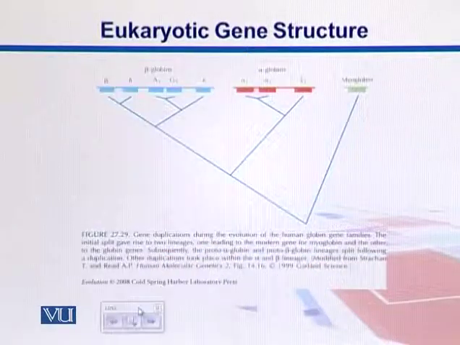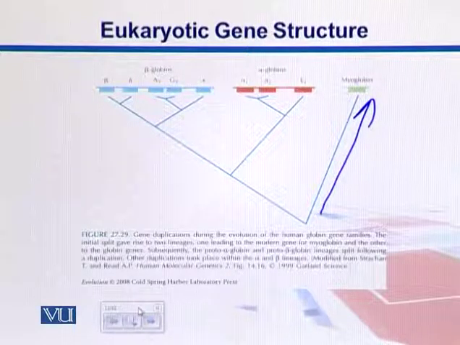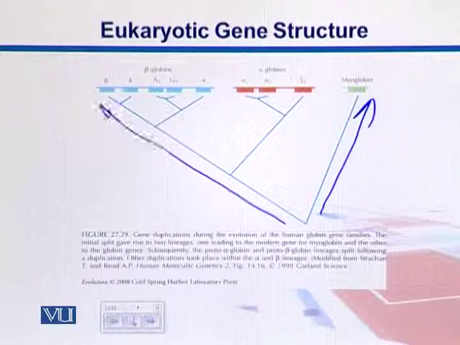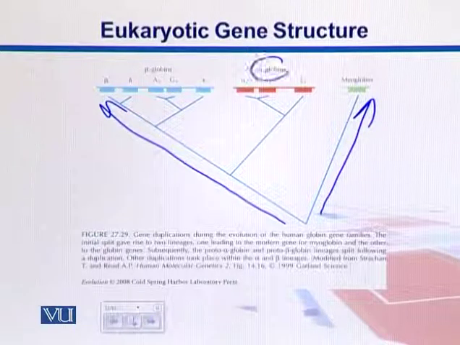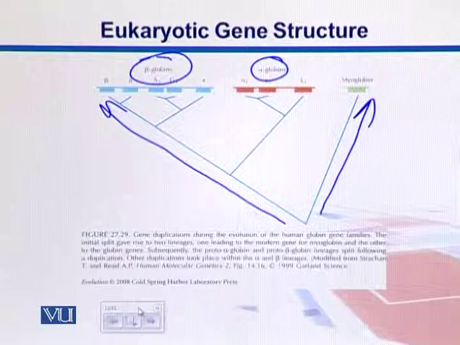Here is an example of gene duplication. We have the human globin gene. The first duplication gave rise to two types of globins. One is myoglobins, and then we have globins on the other side, and within the globins we also see alpha and beta globins. This process is called gene duplication.